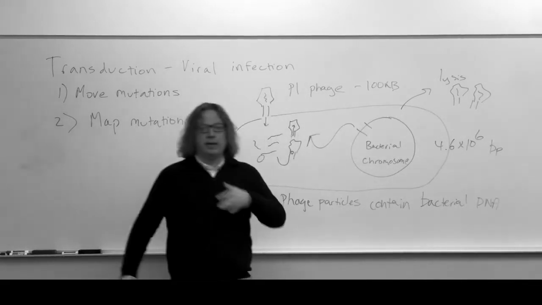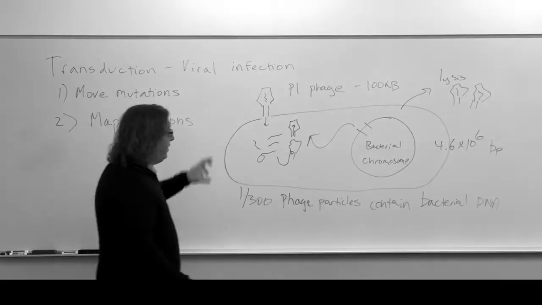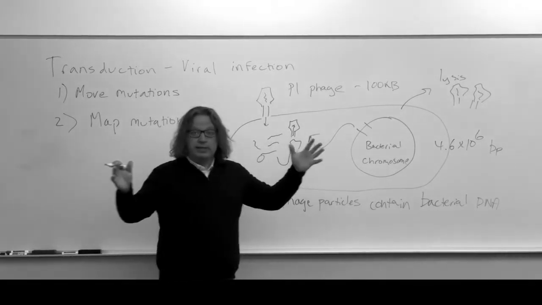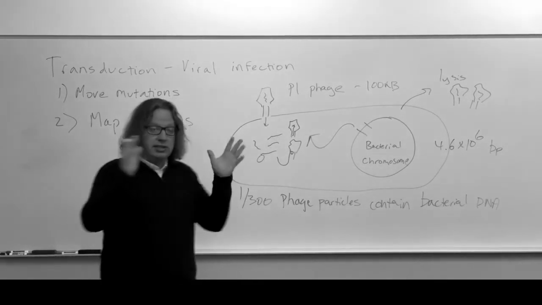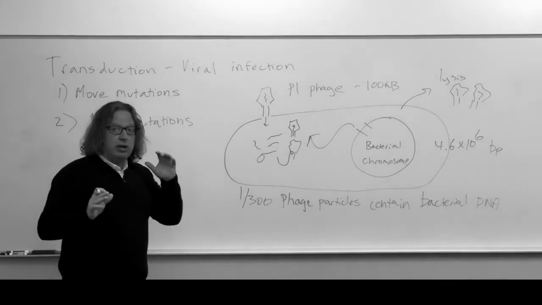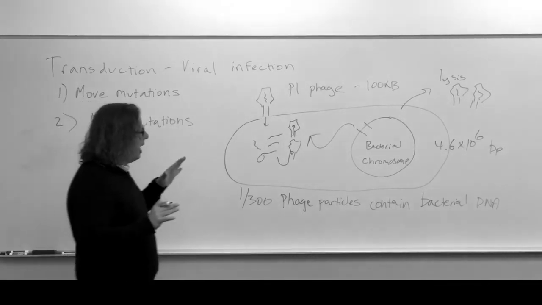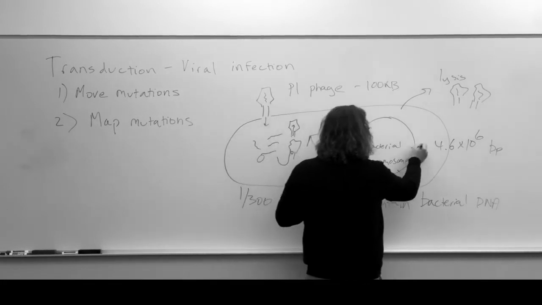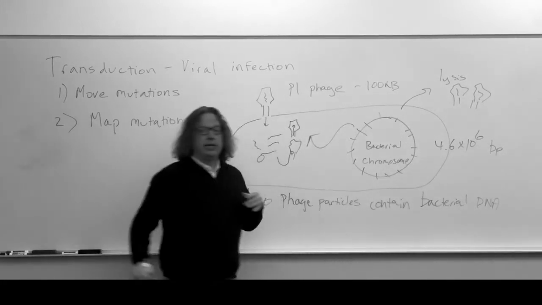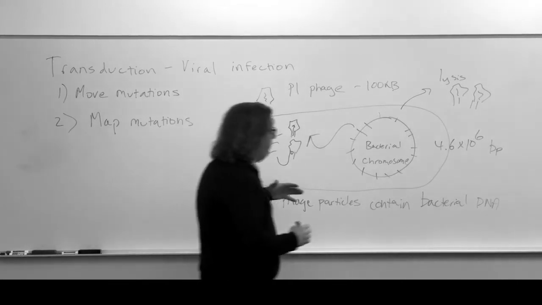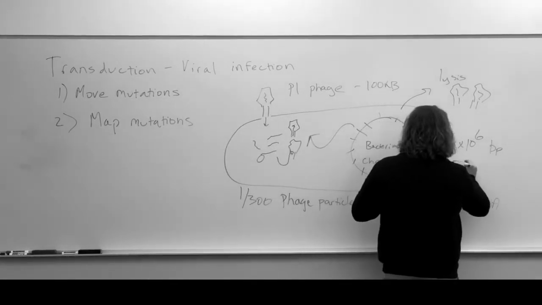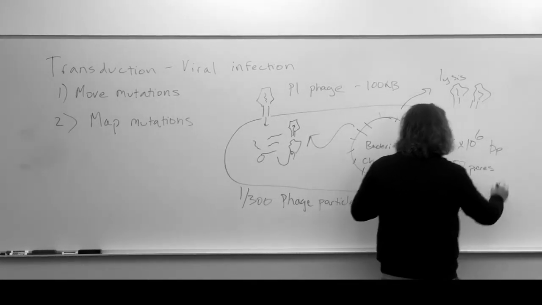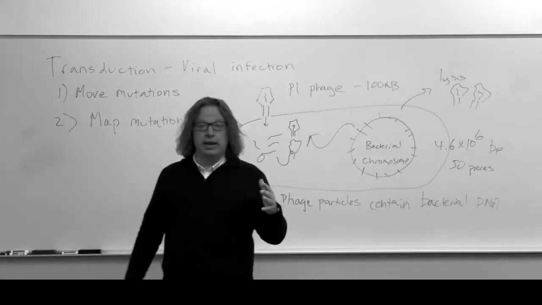So 1 in 300 times, instead of phage DNA, these phage particles contain just a piece of bacterial DNA, no phage DNA, just about a 100 kilobase chunk of bacterial DNA. So you can imagine if we divided this bacterial chromosome into around 100 kilobase pieces, we'd have around 50 pieces of chromosomal DNA.